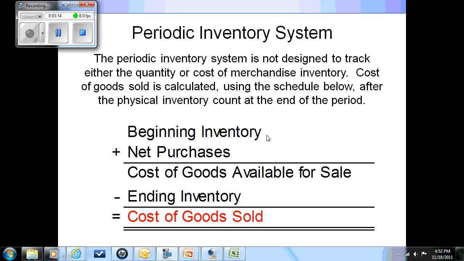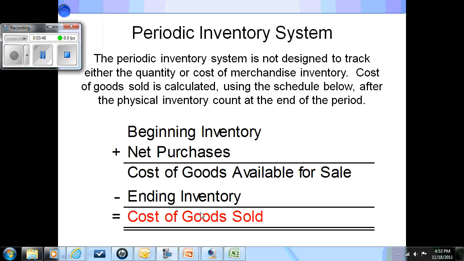So in our problem, we know our beginning inventory was 0. We have our three purchases. They will equal our net purchases, and that's going to give us the cost of goods available for sale. We'll then count our ending inventory, and in practice, this will be in units. So we will count our merchandise. We see we have 14,000 units, which means we sold 20,000 units.